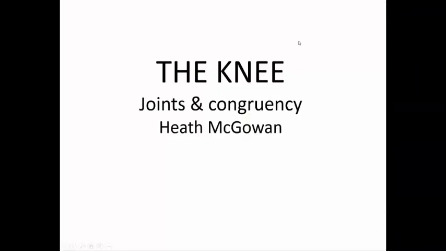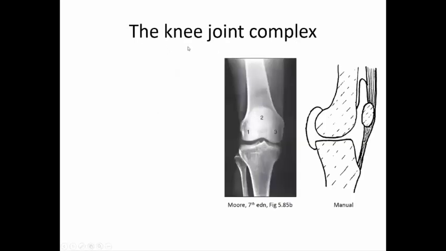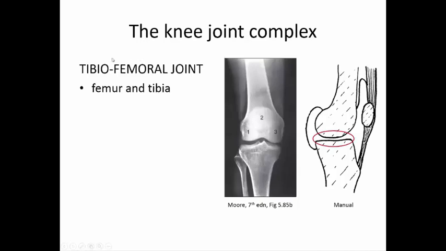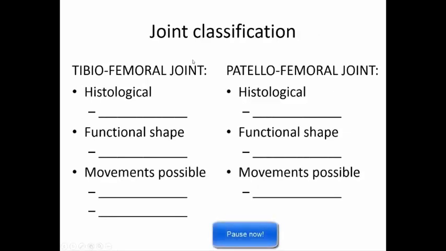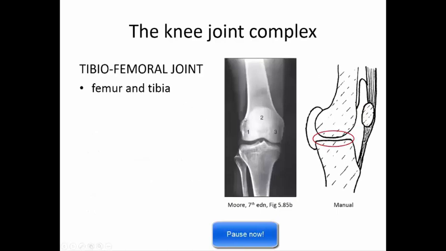This clip is on the knee, its joints and congruency. So the knee isn't just one joint, it's a knee joint complex. It's composed of a tibiofemoral joint, between the femur and the tibia. It's also composed of a patellofemoral joint, between the femur, that bone of the thigh, and the patella or the kneecap.